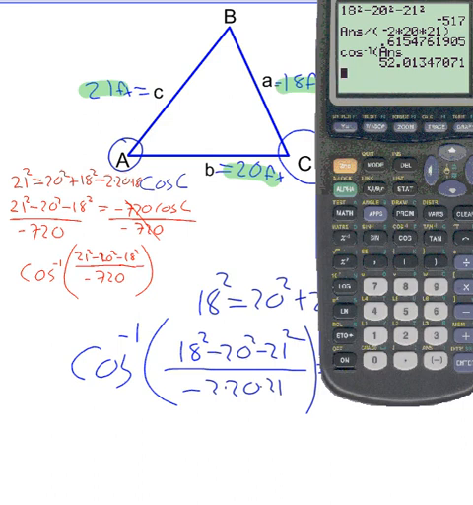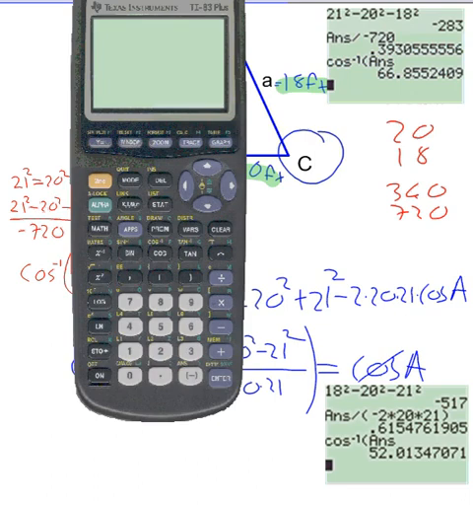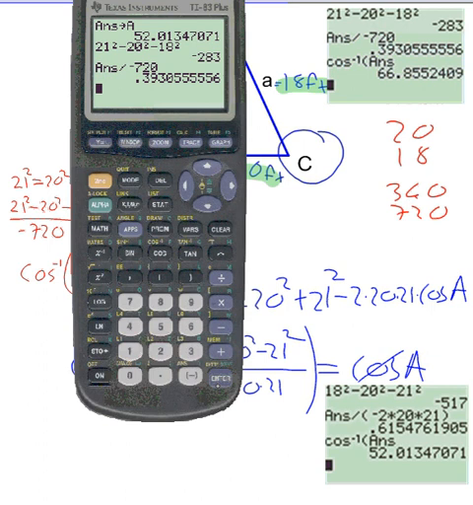Okay, so the one mistake I made here is I never saved my first answer. I still have the last one. I still have the 55. Let me hit store and put that in A. Okay, and you know what? I'm just going to redo the other one real quick. 21 squared minus 20 squared minus 18 squared, enter, divide by negative 720, enter, and take the inverse cosine of that number. And there, I got it right back.